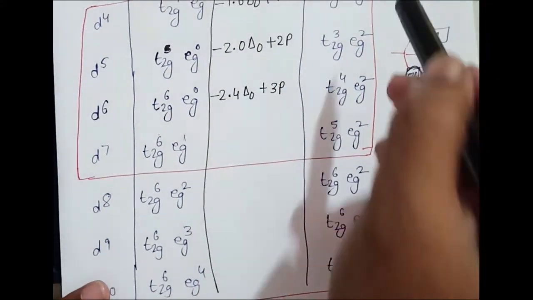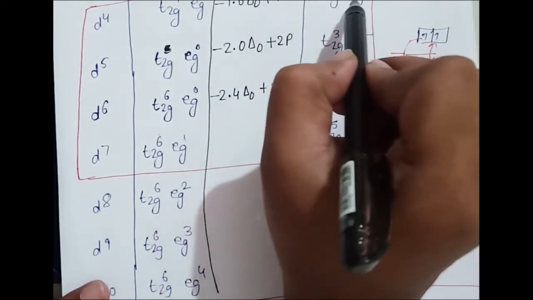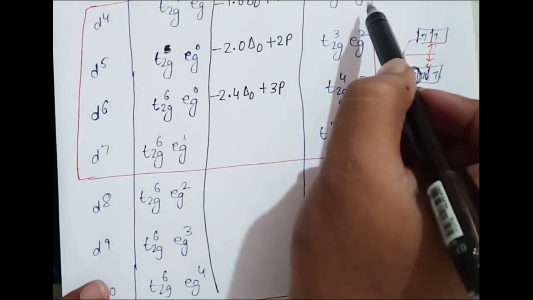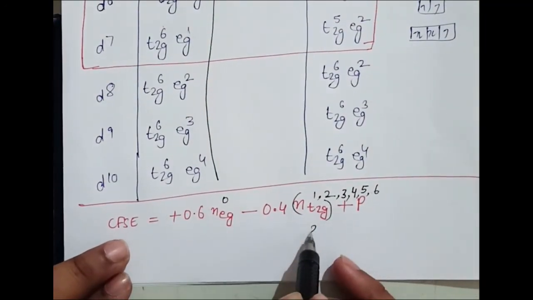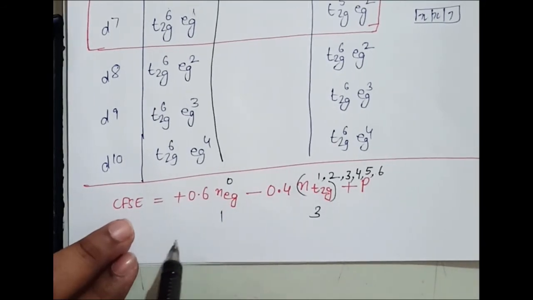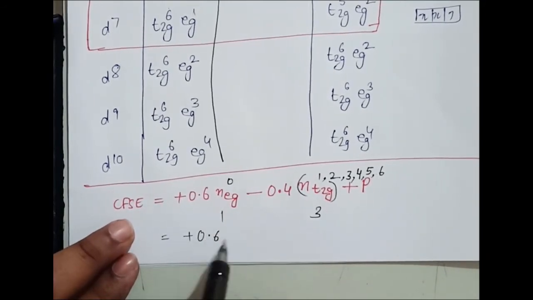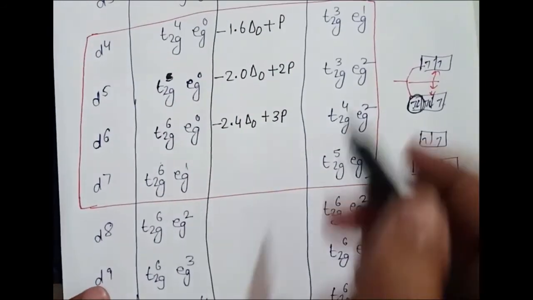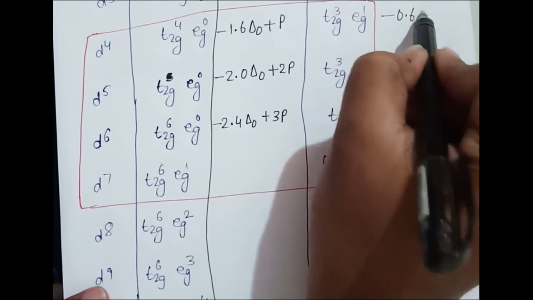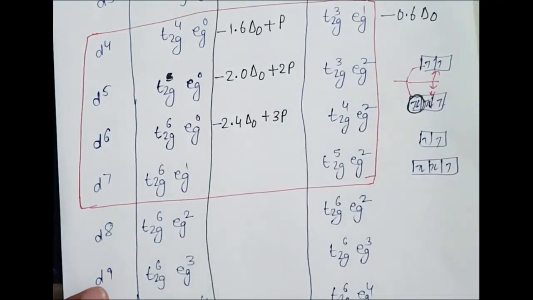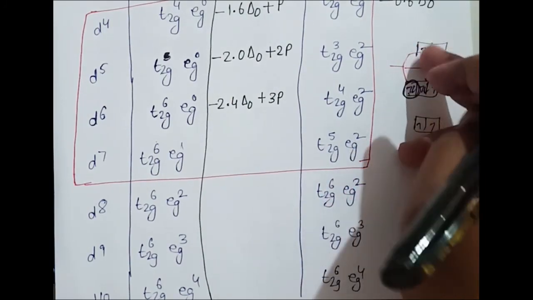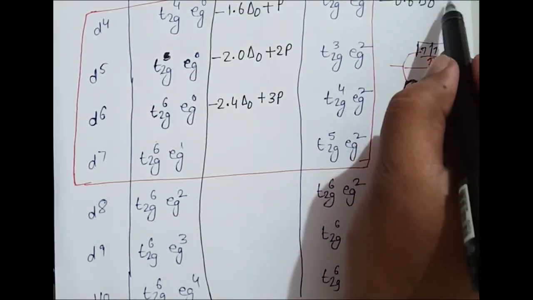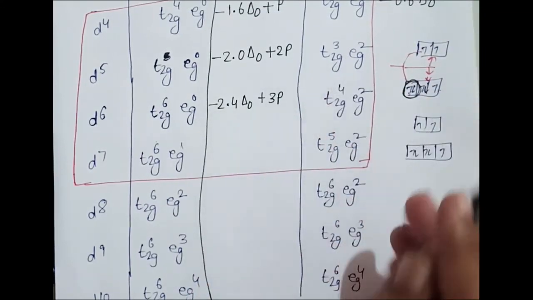That's your homework. And here let us do, in the case of D4 for the weak ligand, what will come? T2G3 Eg1. So what will come? It is plus 0.6 minus 3 into 0.4, which is minus 1.2. So it's going to be minus 0.6 del O. Now here pairing is not there, so the electron goes as per Hund's rule, that's why the pairing energy P will not come.